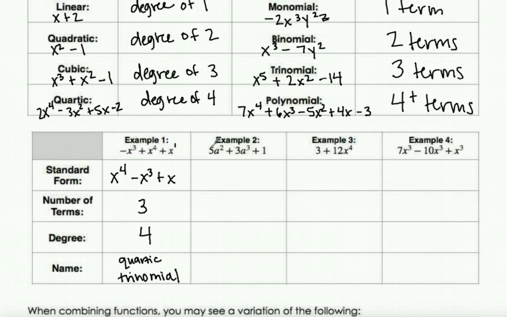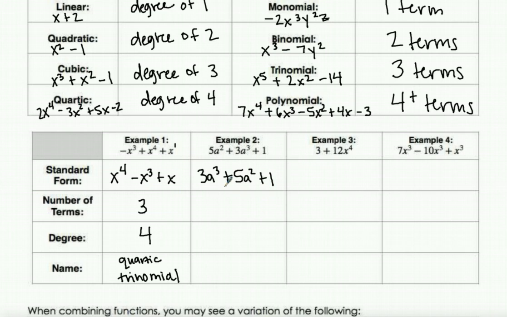In example 2, we've got 5a squared plus 3a cubed plus 1. To see if it's in standard form, you're going to look at the exponents and see if they're in order from greatest to least. I've got an exponent of 2, an exponent of 3, and then this 1 at the end is a constant. My exponent of 3 is not at the beginning, so if I'm going to write it in standard form, I have to put 3a cubed first, because that's my term with my highest exponent. And then I'm going to put plus 5a squared, and then plus 1.